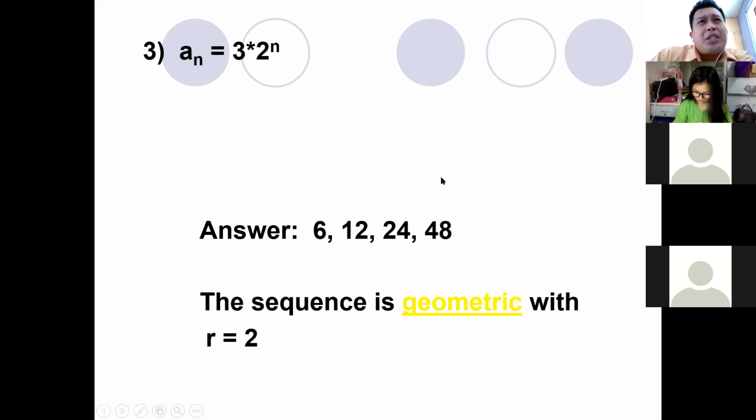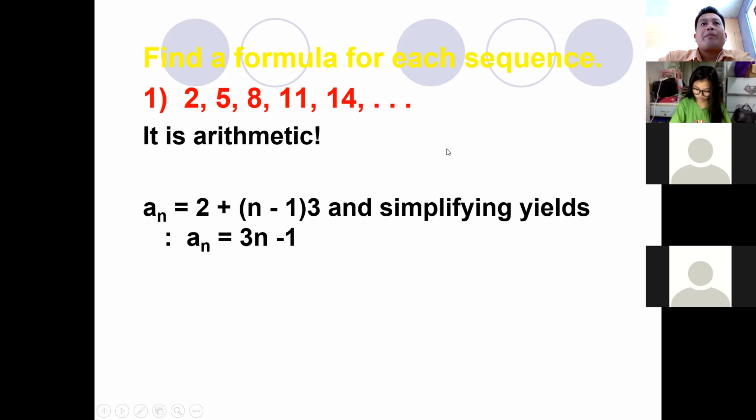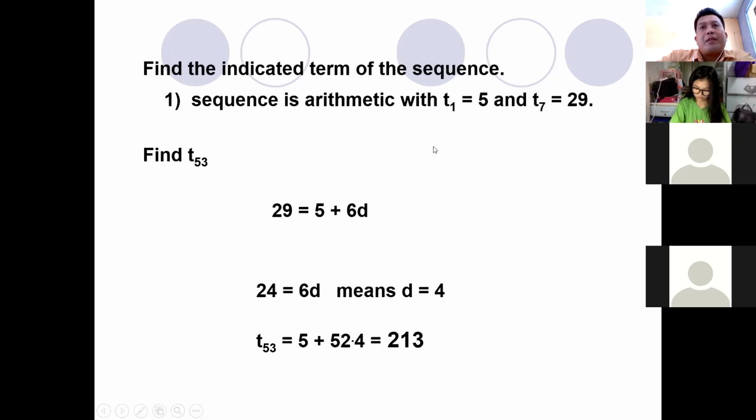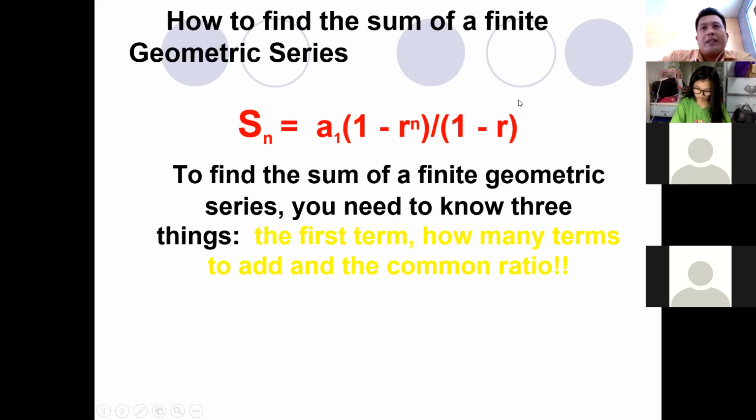Number 3, substitute 1. 2 to the power of 1 is 2 times 3 is 6. 2 to the power of 2 is 4 times 3 is 12. So this is a geometric series because a common ratio is present. 12 divided by 6 is 2. 24 divided by 12 is 2. So this is a common ratio throughout the sequence. So more examples of arithmetic and geometric.